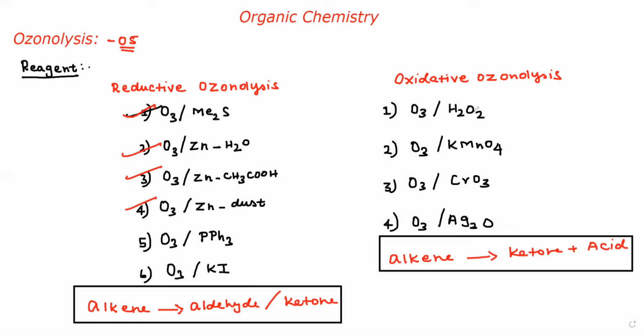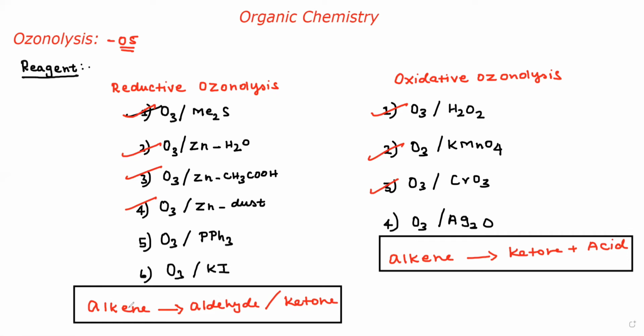In case of oxidative ozonolysis, H2O2, okay, listen. In reductive, we mostly use zinc. For oxidative, we can use oxidizing agents H2O2, KMnO4, CrO3 and Ag2O. Among these, CrO3, H2O2 and KMnO4 are important. Understand? Next, what is the product? Very important thing.